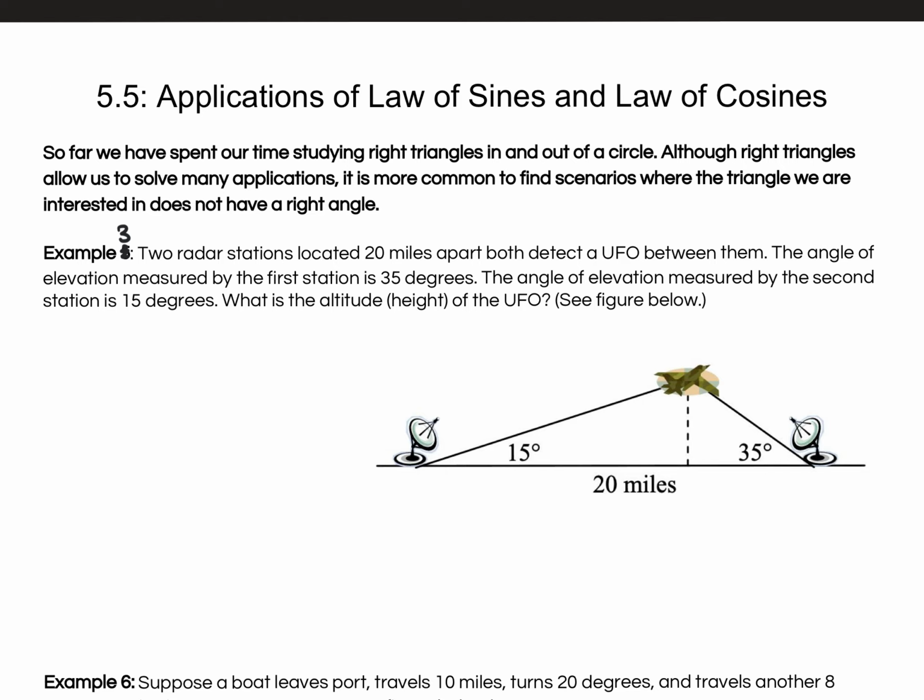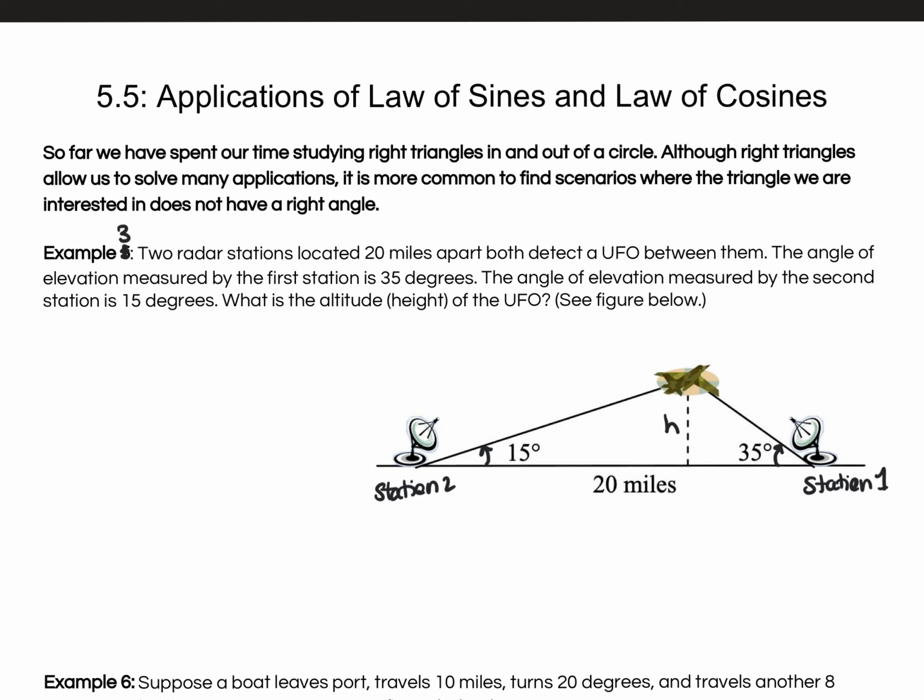Now I've drawn the picture for you. So this would be station 1. This would be station 2. Now when we talk about an angle of elevation, we're just talking about if you look up from the horizontal, that's your angle of elevation. So these are our angles of elevation, 35 and 15 degrees. The distance between the two stations is 20 miles. Our goal is to find this.